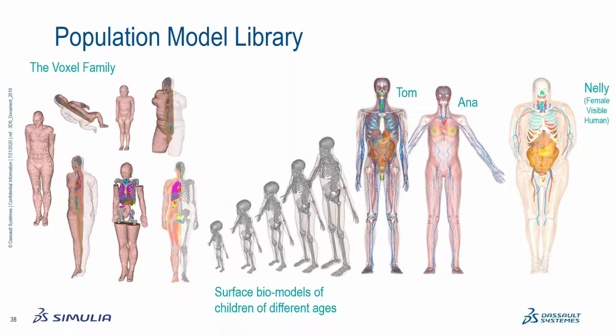The heterogeneous model Nellie is derived from the US National Library of Medicine's Visible Human Project female data and is optimized for tetrahedral meshing. So we have a very broad range of human models that we can utilize in our electromagnetic simulations for the sake of precision, accuracy, and insights.